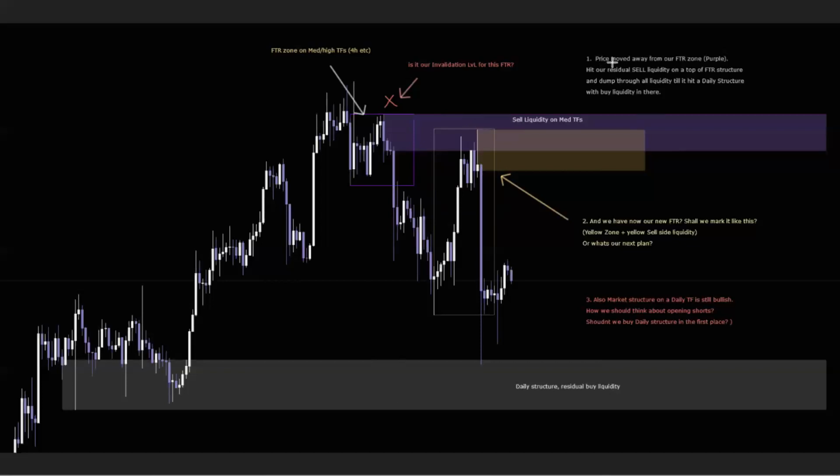Anyway, what have we got here? Price moved away from our FTR zone, hit our residual sell liquidity on the top of FTR structure, and dumped through all liquidity till it hit daily structure with buy liquidity in there. And we have now our new FTR. Yeah, that's perfect.